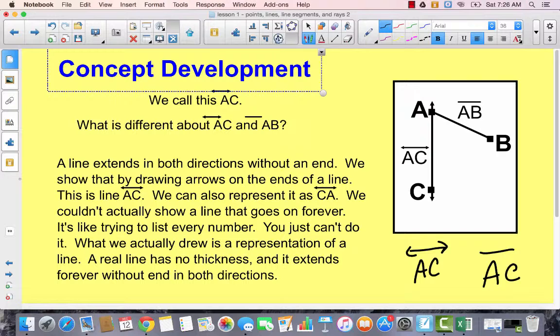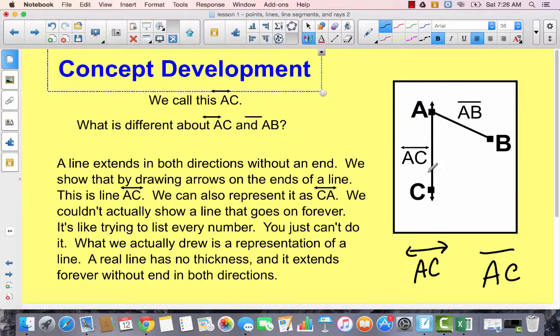Well, obviously, they have arrows on the ends for one thing. But line segment AC had 2 definite stopping points. It stopped here and it stopped here. By adding these arrows to the ends, a line continues on and on and on forever.